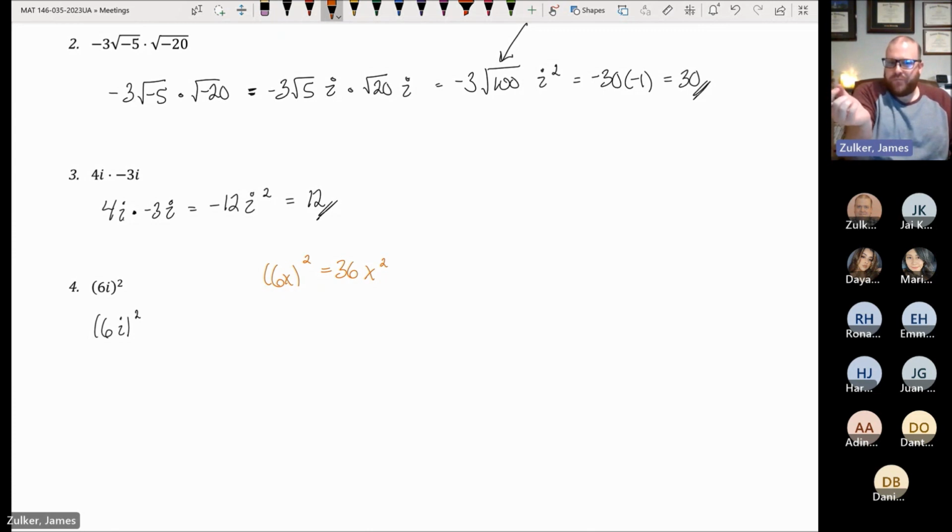Remember, you can distribute the exponent. So for 6x, the square distributes into each term, right? So it'd be 6 squared times x squared, which is 36x squared. You can do the same thing here. That'll just be 36i squared, which is -36.